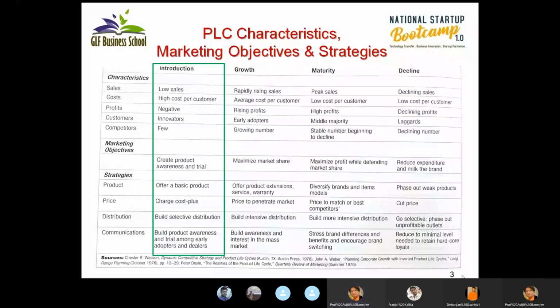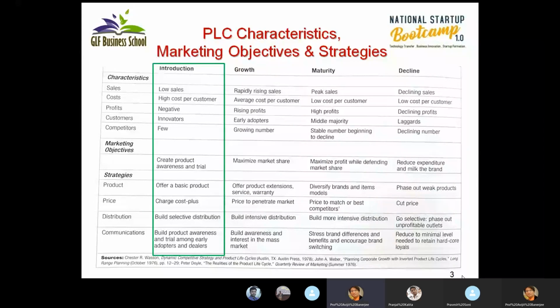At this stage, you have to expect low sales with high cost per customer. Profit should be rationalized and the customers are the innovators and the level of competition should be few. As I have explained in my earlier sessions while I discussed strategy and market segmentation, I emphasize that when a new company is coming in the market, you should look into a market where the level of competition is reasonably low.